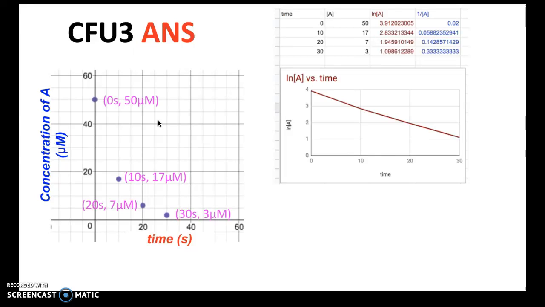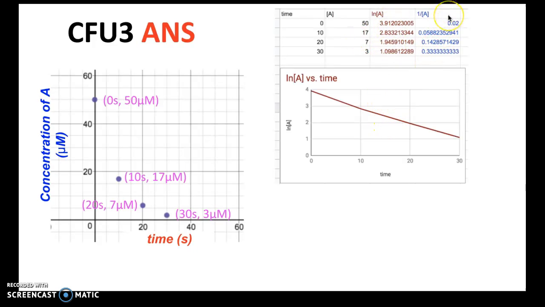Okay, so what I did was I took my values, I estimated the points there and I laid them out in a table. And then I got these values here. And then I took the natural log of the concentration of A. So basically this value is natural log of 50, this value is natural log of 17, natural log of 7, etc. And I plotted that.